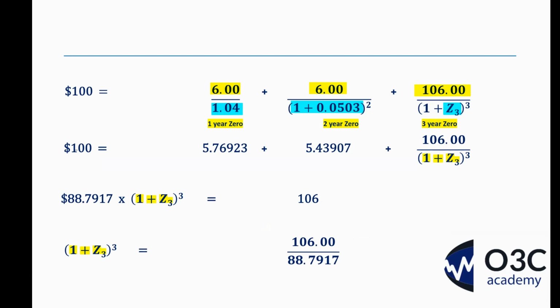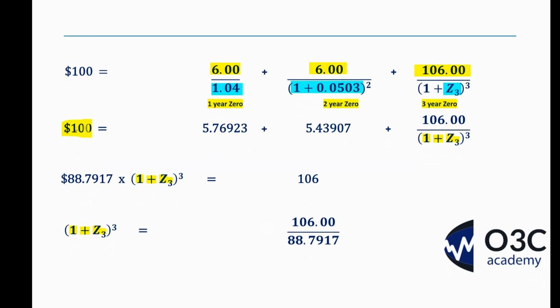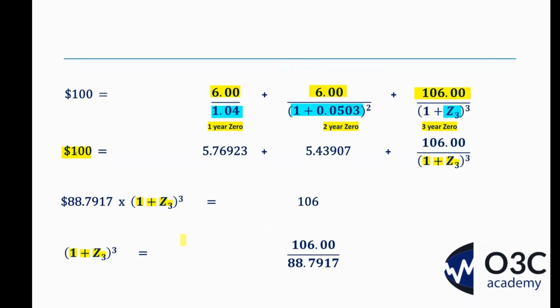We'll take the $100 price and deduct from that these present values, the 1 year's present value and the 2 years present value, to get a new result here, roughly $88.79. When we multiply that by 1 plus this 3-year zero rate that we're trying to calculate, it must give us the end value, the final sum of $106. Otherwise, again, we have arbitrage.